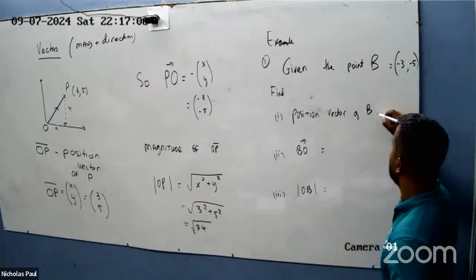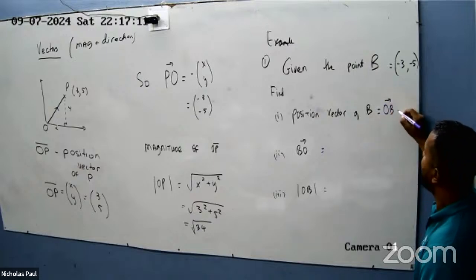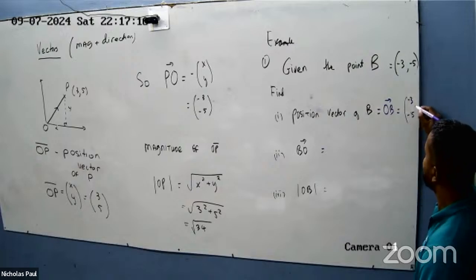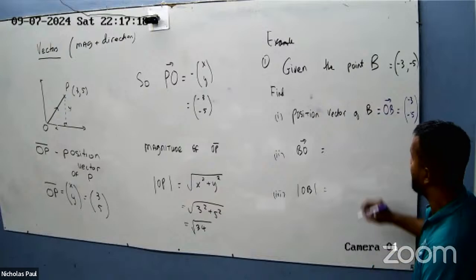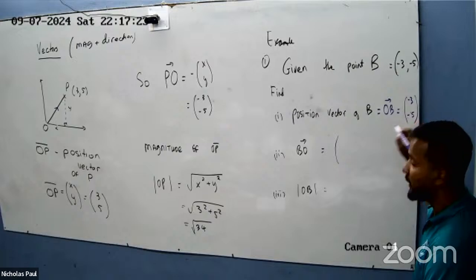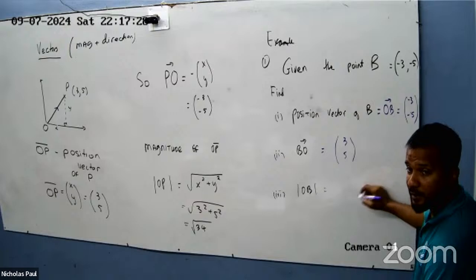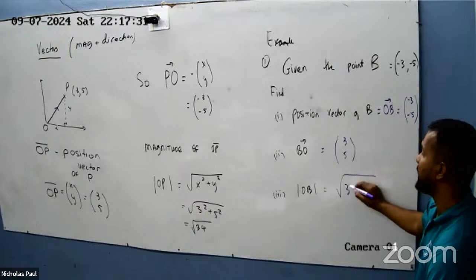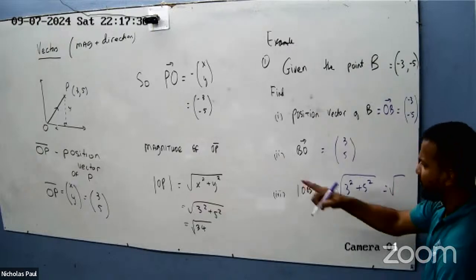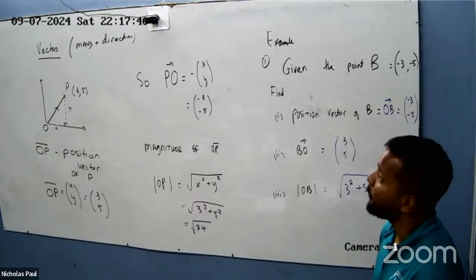So what's the position vector of B? That'll be OB, right? And OB is minus 3, minus 5. That's okay? BO, what to do? Change the signs, right? So BO will be 3, 5. And the magnitude is the square root of 3 squared plus 5 squared, which is 25 plus 9, so that's root 34.